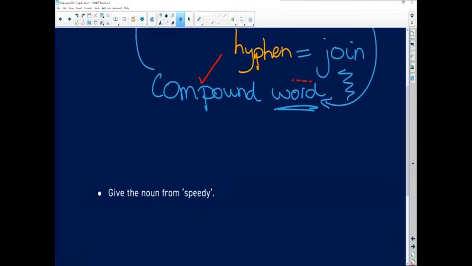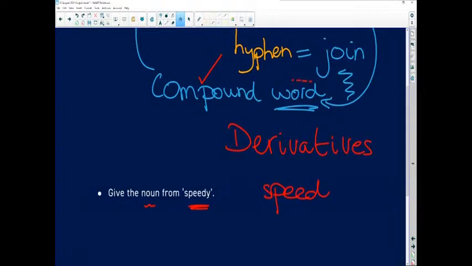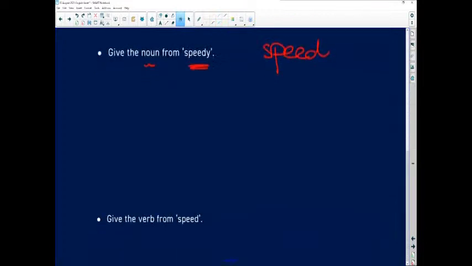Typical exam question: we are making one part of speech from another. We are giving derivatives. So I give you speedy and I ask for the noun. And the noun is speed. Nice, well done. What's the verb? So you could say he was driving at high speed. He went at great speed. That's the noun.